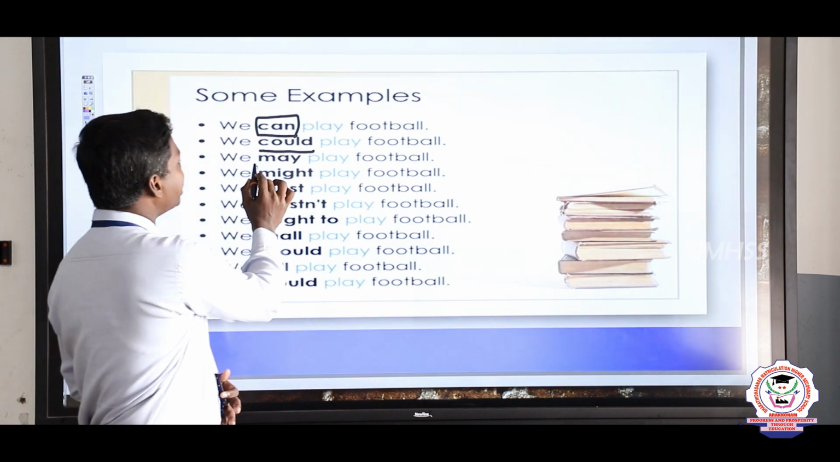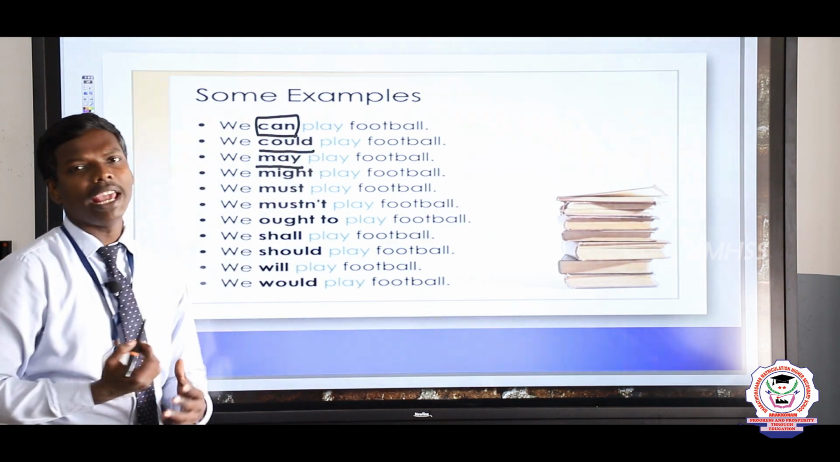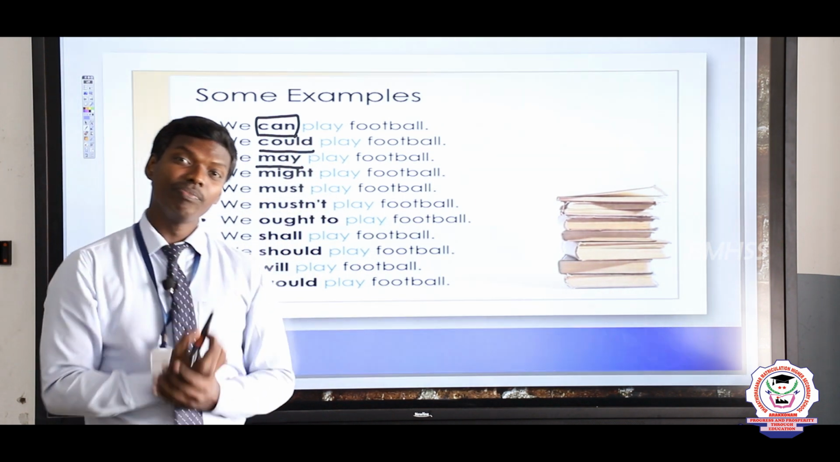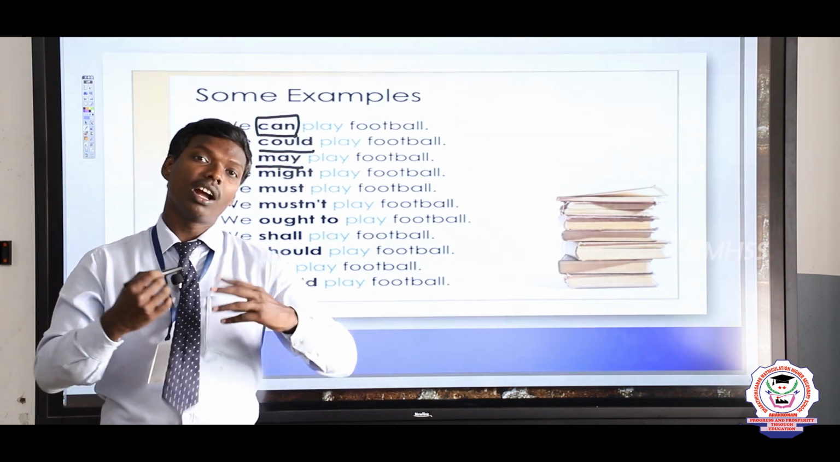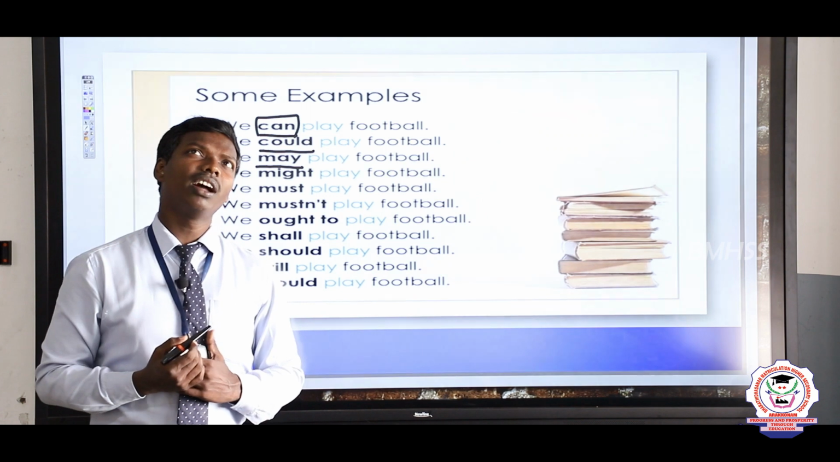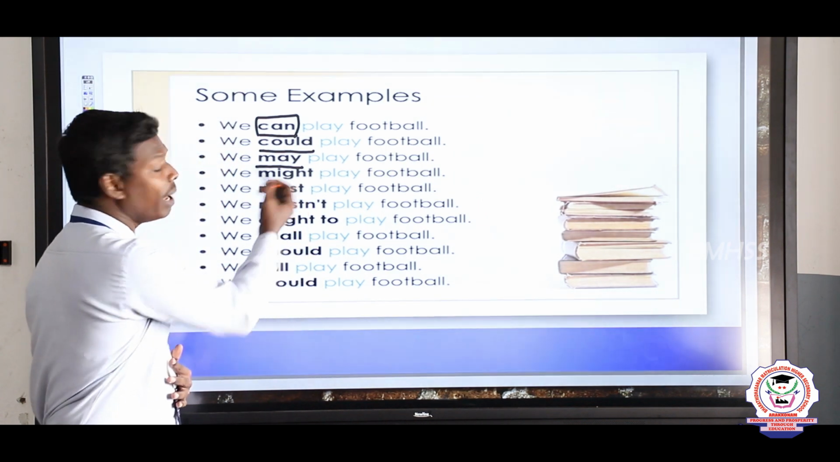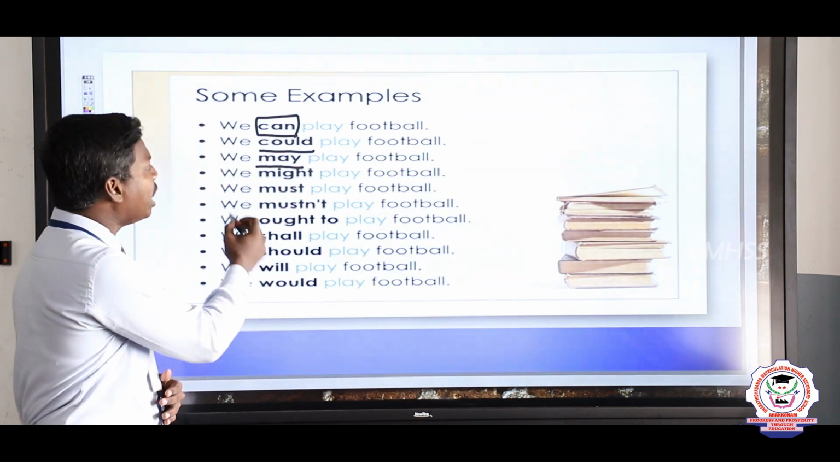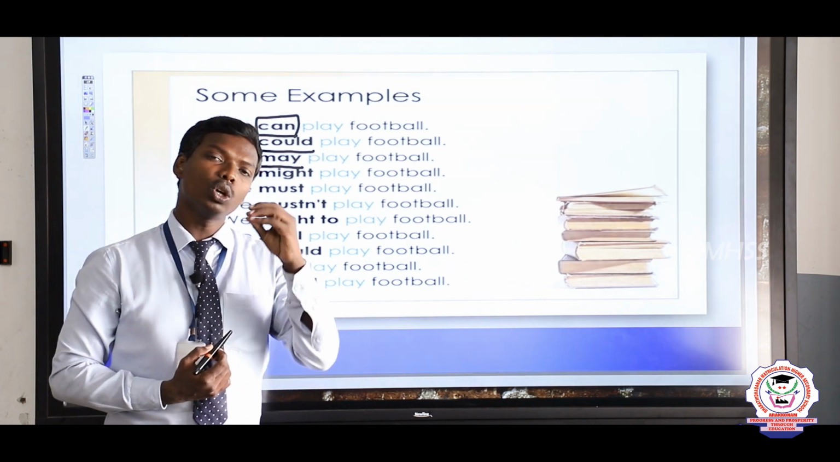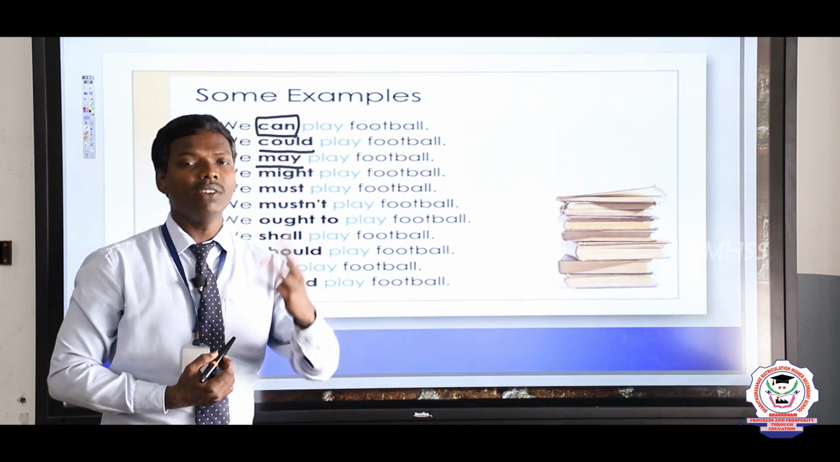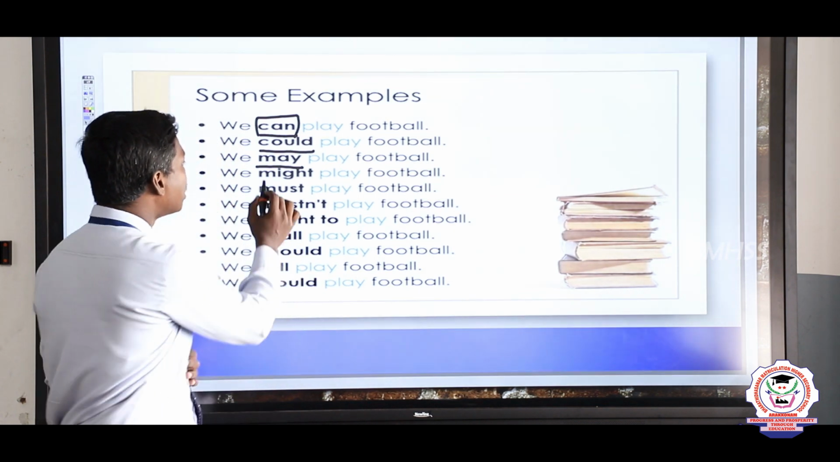And the third one is we may play football. We may refers to the possibility. So நம்மால் கால்பந்து விளையாட முடியும், நம்மால் கால்பந்து விளையாடலாம் என்பதை குறிப்பதற்கு may நாம் பயன்படுத்துகிறோம். And we might play football. ஐயோ நாம கால்பந்து விளையாண்டிருக்கலாம். So whenever you are expressing the possibility which happened in the past, you use might.